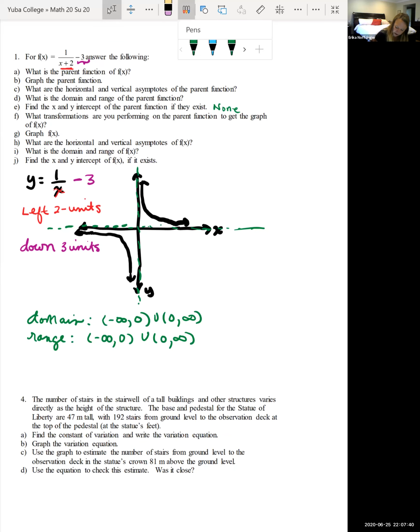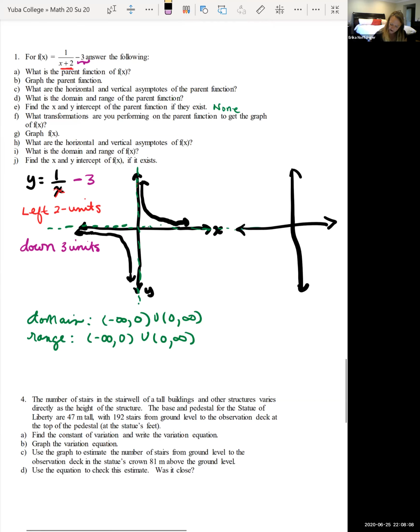So let me redraw this. And it's a graph f of x. So let's have our x-axis, our y-axis. We have left 2 units. So left 2 units, that's going to affect our vertical asymptote. So instead of being on the y-axis, we're now going to be at -2.